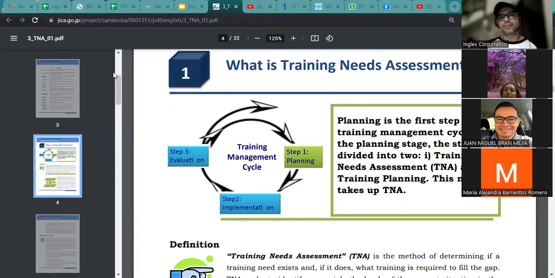So number one, what is training needs assessment? The training management cycle is like this. Step one is planning. Definitely we need to plan in advance what are the needs of the training. So we need to have a method, an instrument. We have to do certain things so we can plan. Then we have the implementation. And of course, after that one, we have the evaluation of the training. Planning is the first step of the training management cycle. At the planning stage, the steps are divided into two: training needs assessment, TNA, and training planning. And this is like a little manual that we're going to check about TNA, that is training needs assessment.